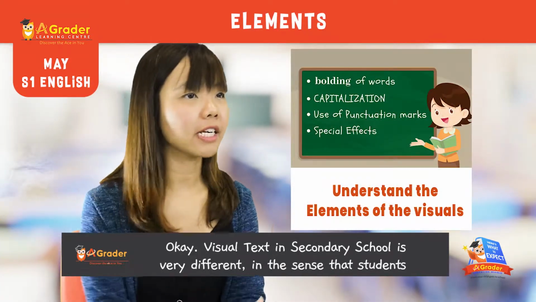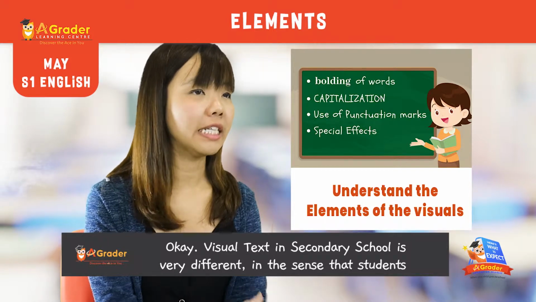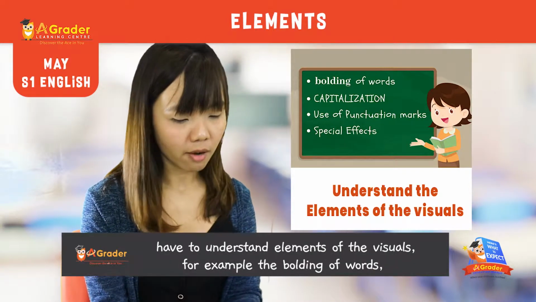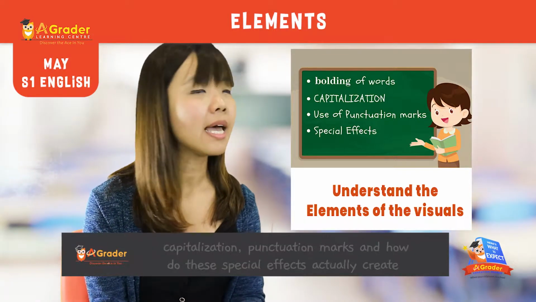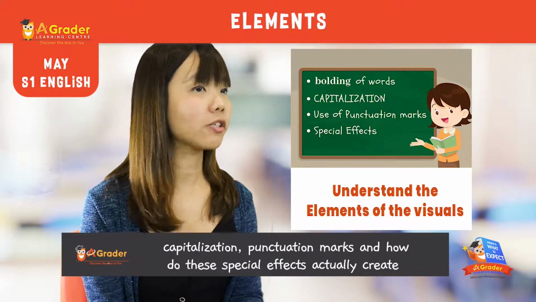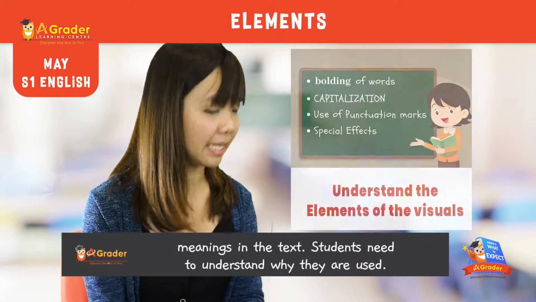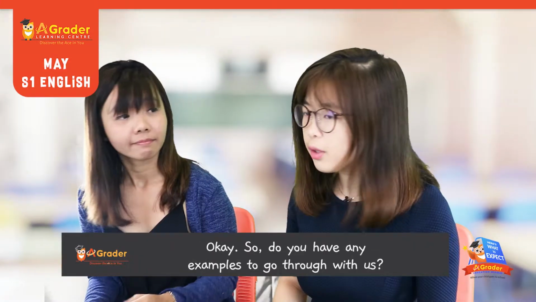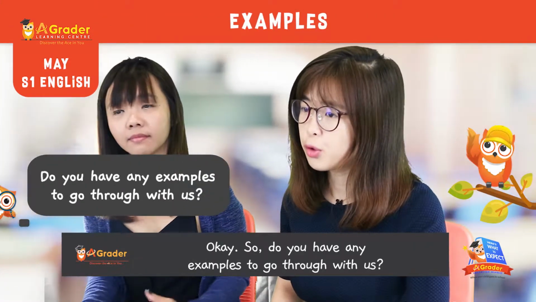Okay, so for visual text, in secondary school, it's very different in the sense that students have to understand elements of the visuals. For example, the bolding of words, capitalization, punctuation marks. How do these special effects actually create meanings in the text? And students need to understand why they are used. Okay, so do you have any example to go through with us?